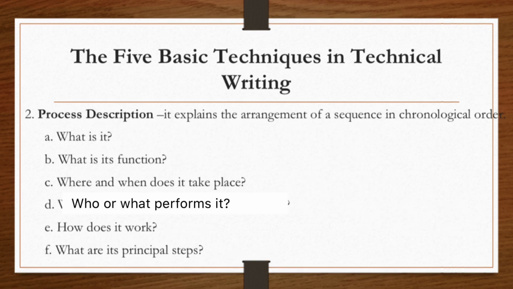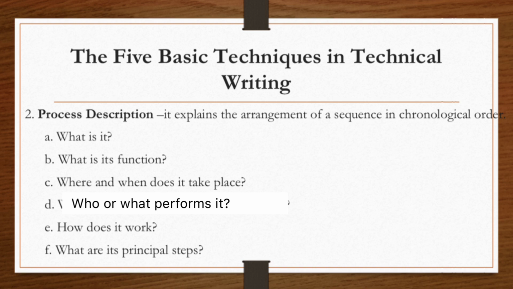Second is the process description. It explains the arrangement of a sequence in chronological order. From the word itself, process, it is a sequence in chronological order. In organization, it is similar to mechanism description, but in mechanism description, it is part by part, and in process description, it will become a step-by-step process. So you should take note of that.